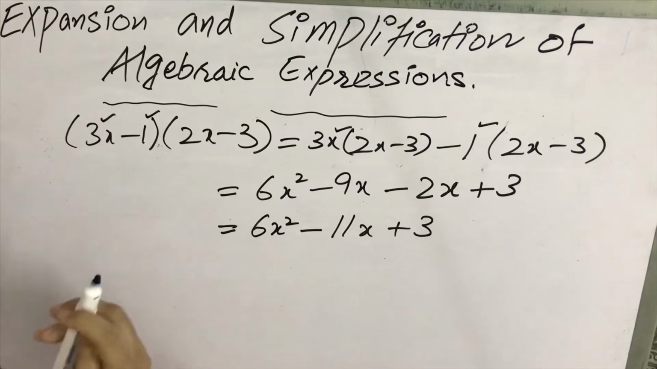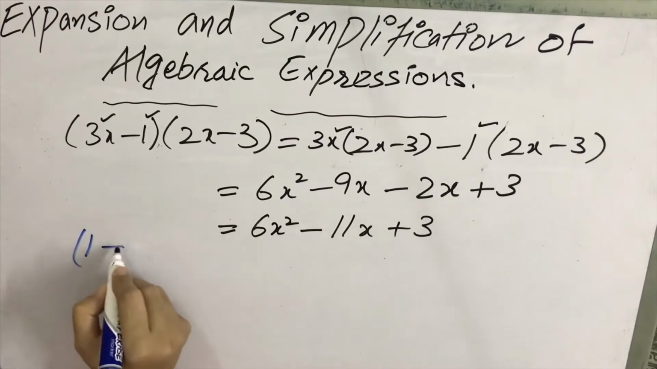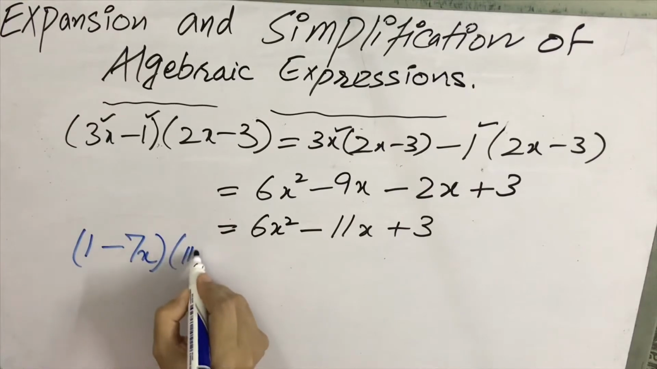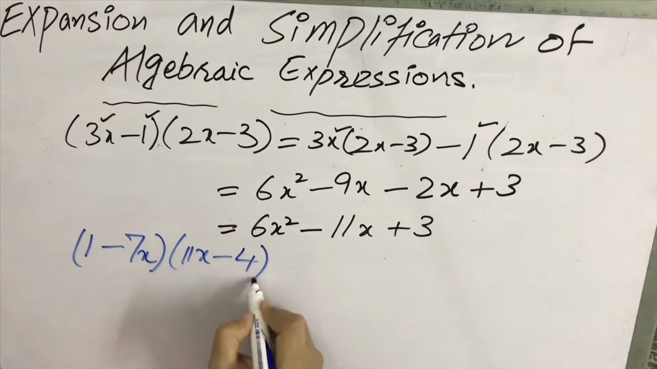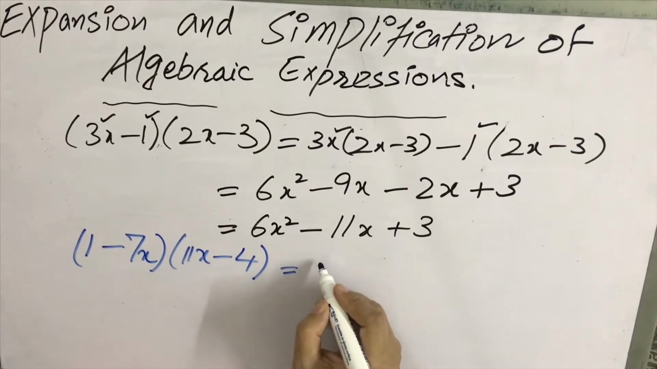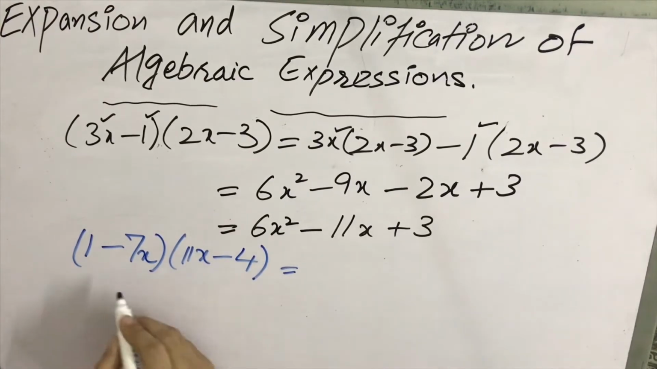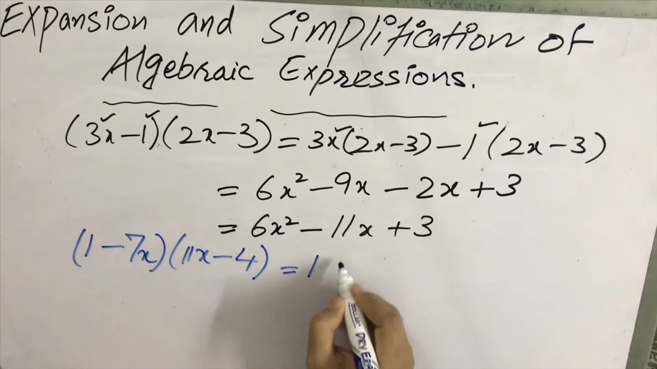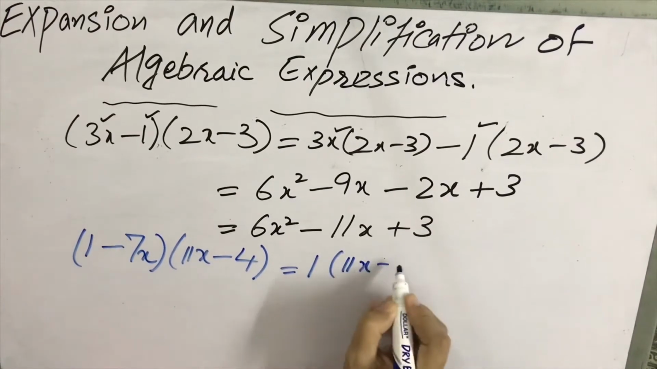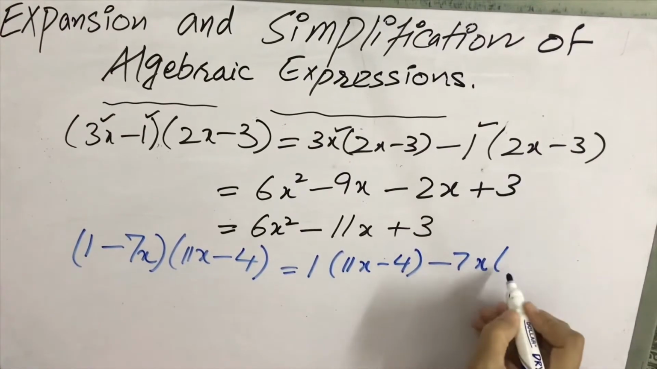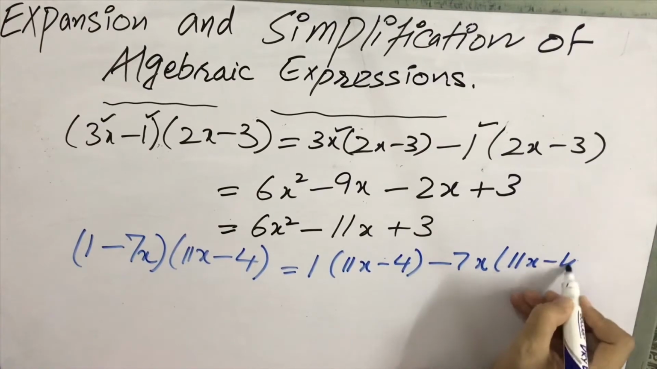Another question, 1 minus 7x bracket 11x minus 4. I am trying to explain with different examples. Definitely we are going to open one bracket. You can open this, you can open that. Okay, 1 bracket 11x minus 4 minus 7x bracket 11x minus 4.